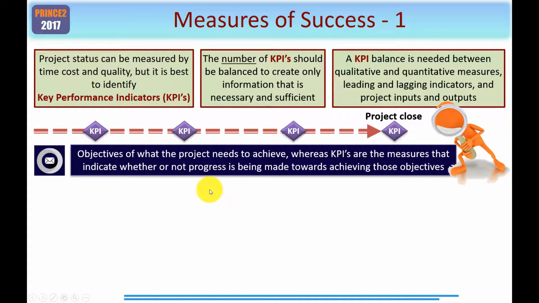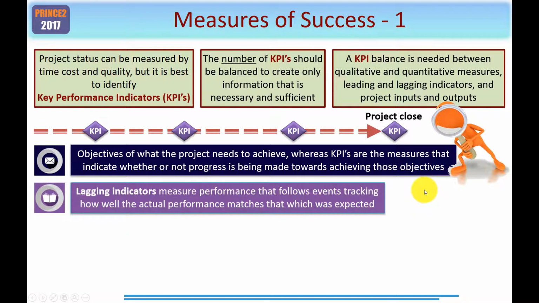So what's the definition of an objective? Well, it's what the project needs to achieve, whereas key performance indicators are the measures that indicate whether or not progress is being made towards achieving those self-same objectives.